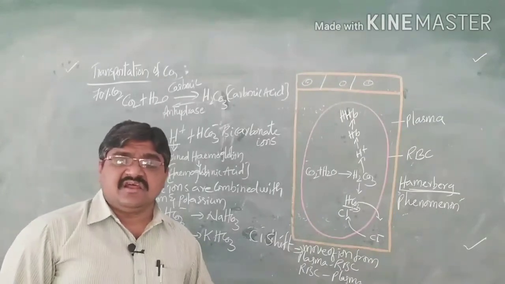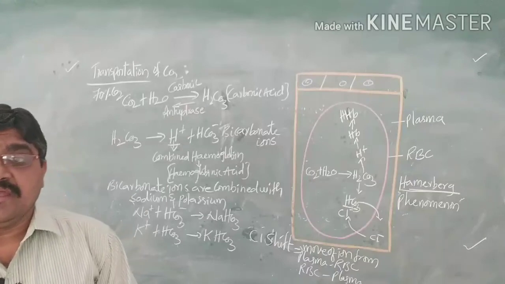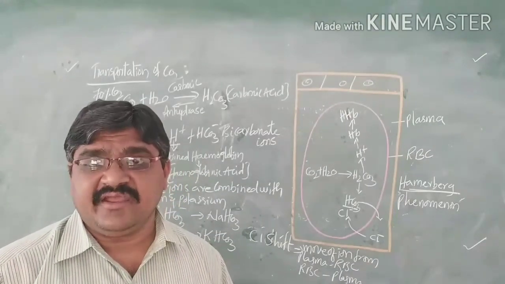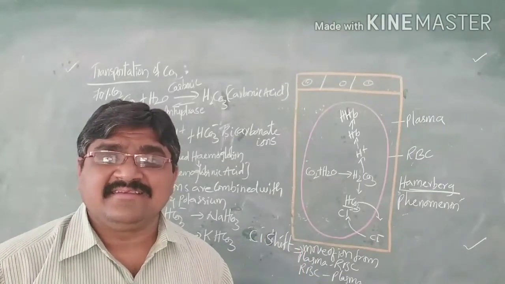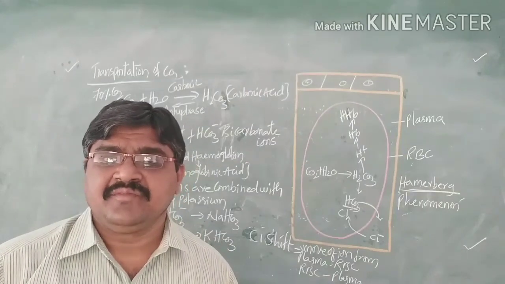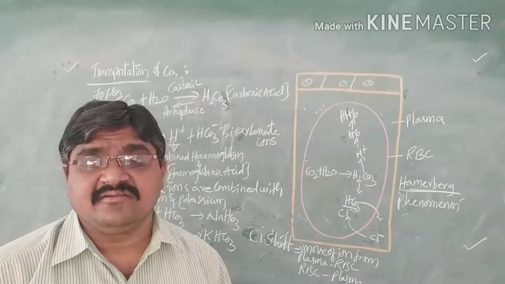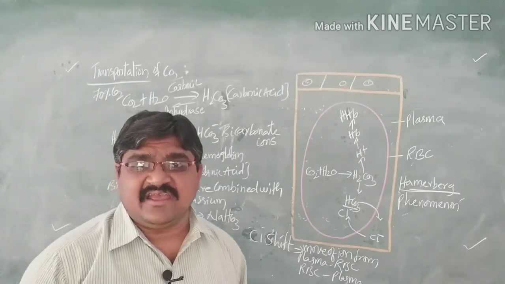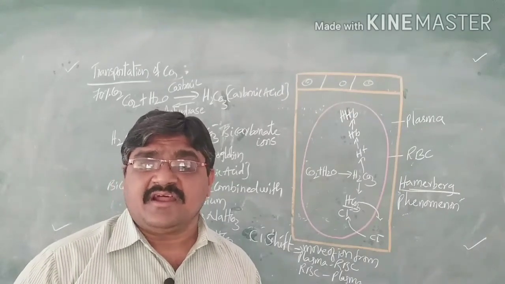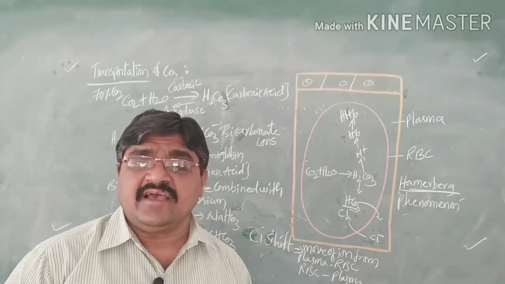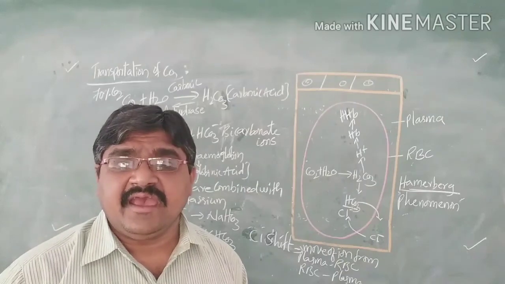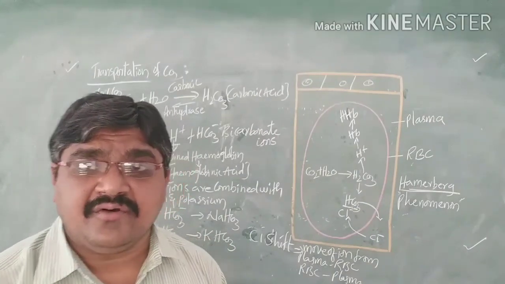So this is how the transport of gases takes place in the human body. It mainly takes place in two ways: one is the transport of oxygen in the form of oxyhemoglobin, and the second is the transport of carbon dioxide in three ways. This is a very important concept: explain the transportation of carbon dioxide, and also the transportation of oxygen and the oxygen dissociation curve. It is a very important topic, the transportation of gases.